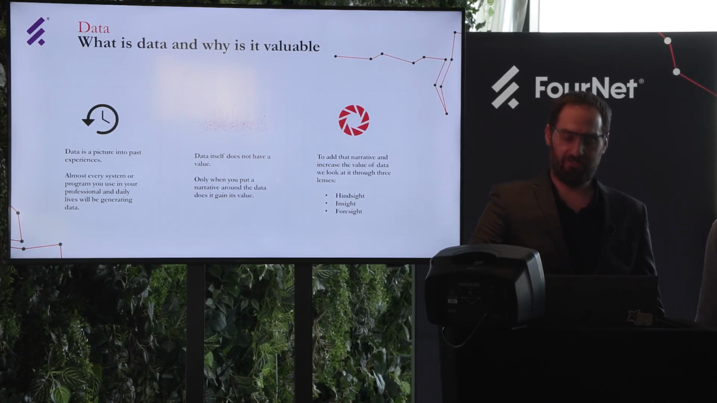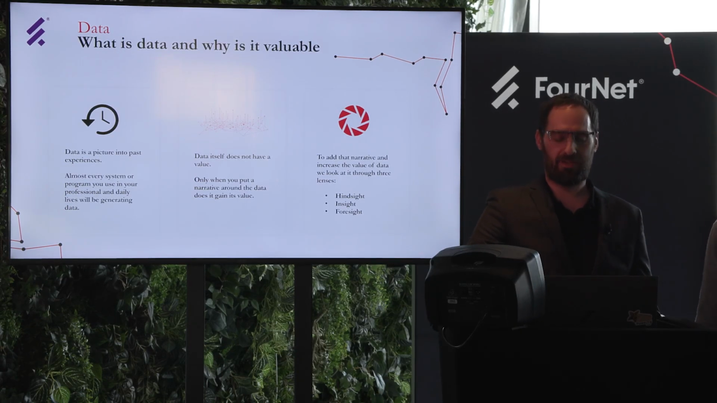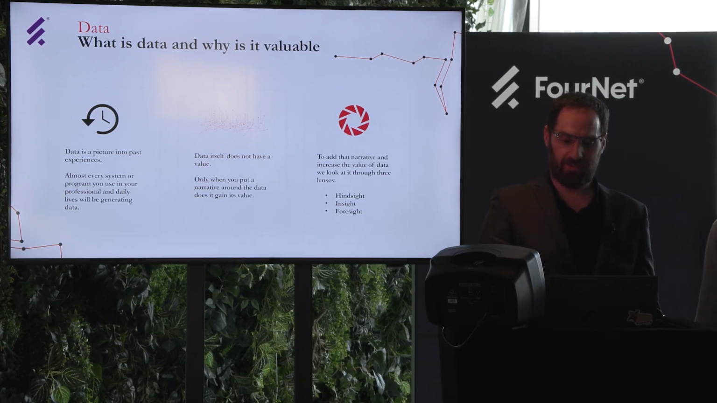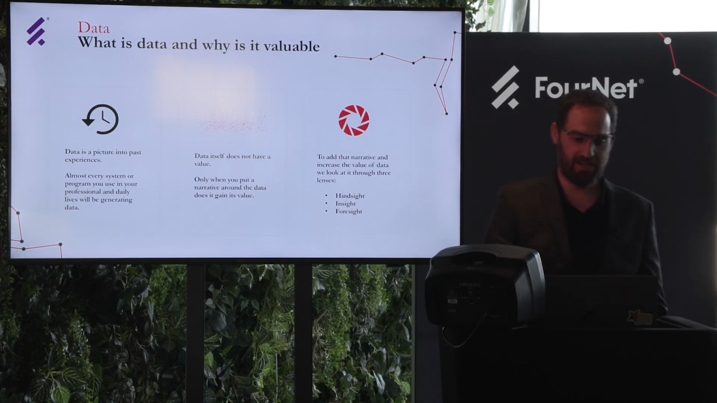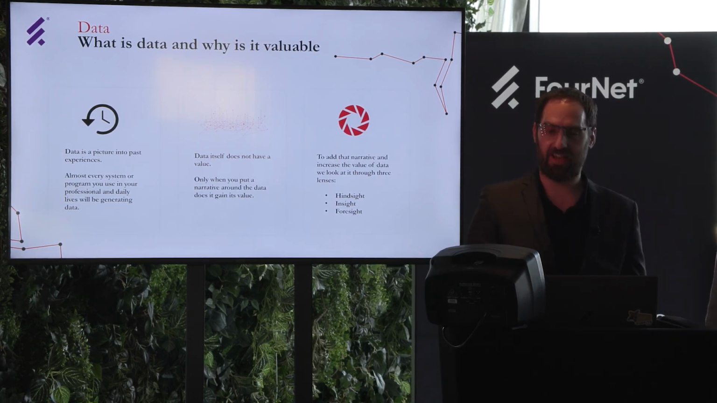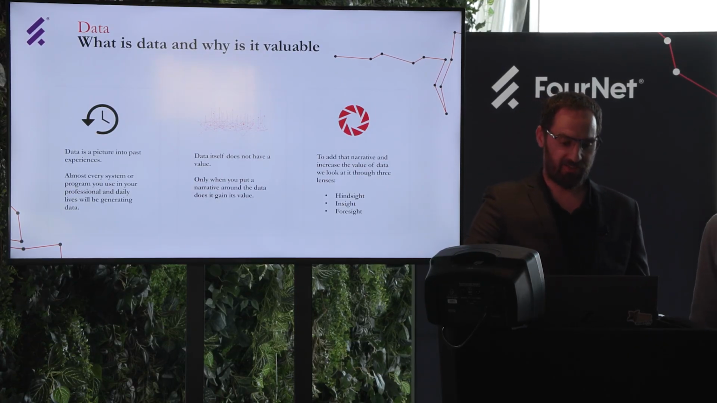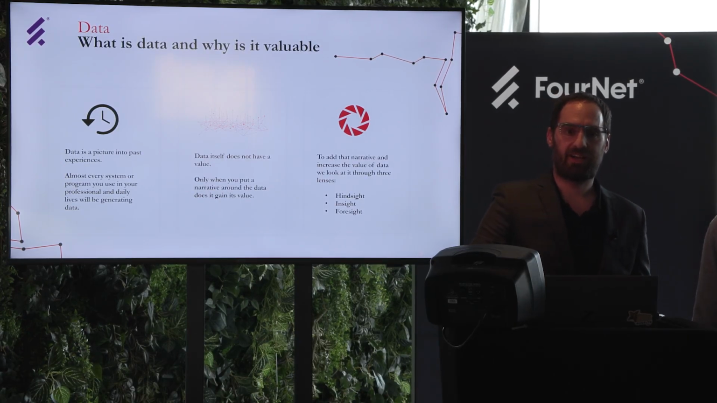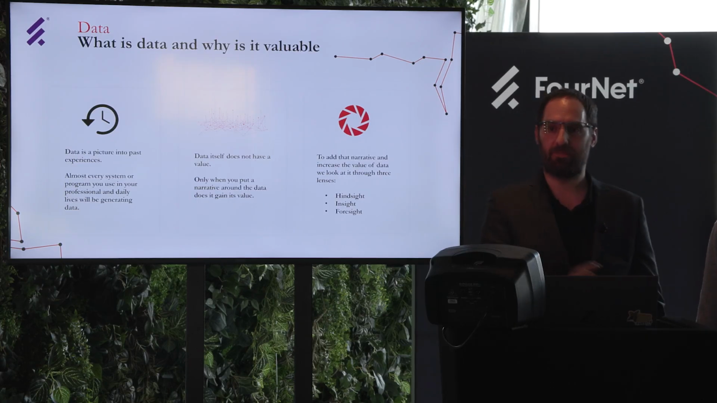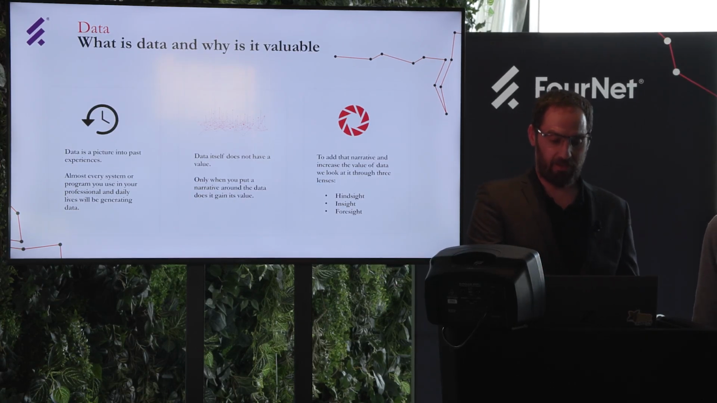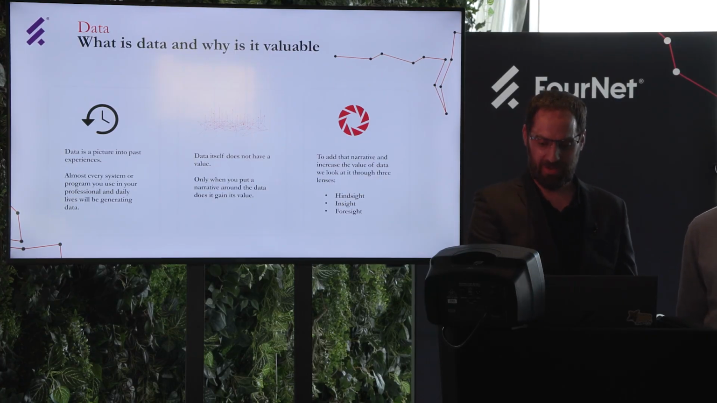Which brings us to the next point: data itself doesn't have value. It's a list of numbers, a list of letters, just a jumble of nonsense. What gives it value is giving it meaning and narrative and actually understanding what that data is. To do that, we look at data through three different lenses, which are hindsight, insight and foresight. Hindsight is looking at what's happened in the past. Insight is looking at why that happened, and foresight is looking at what could happen next.